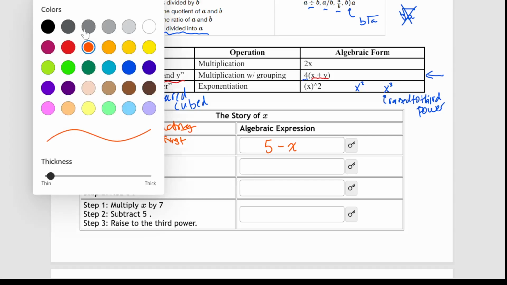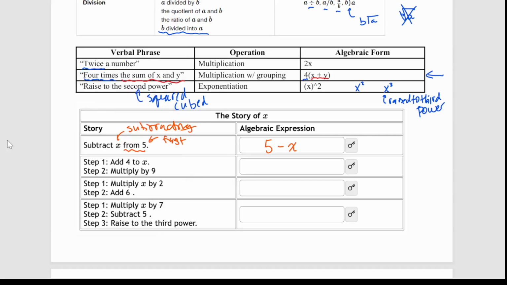This next one is a 2-stepper, so I'm going to put one step in parentheses and then do the other step. For add 4 to x, it's telling me to do that first, so I'm going to do x plus 4. By the commutative property of addition, you also could write 4 plus x. And then for the second step, it says to multiply by 9, so I'm going to put a 9 on the outside of that parentheses to indicate multiplication.